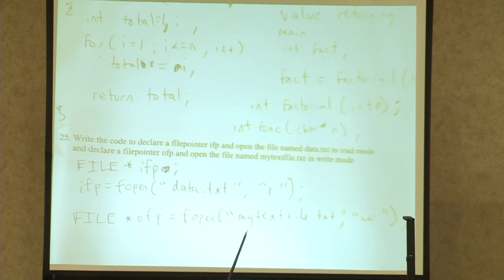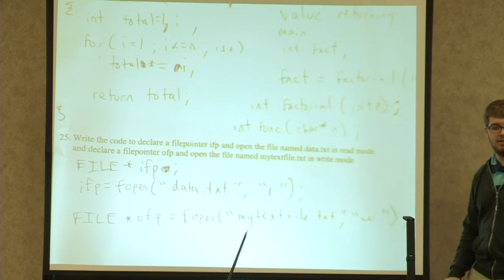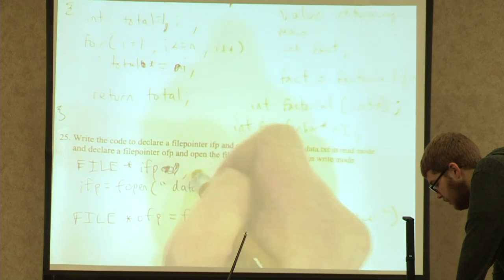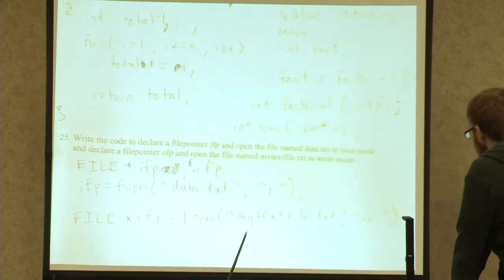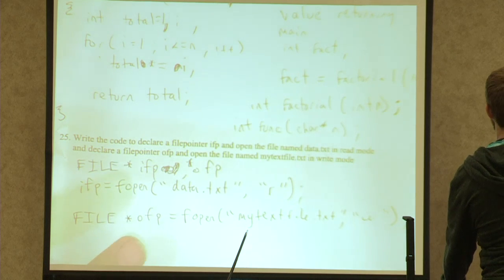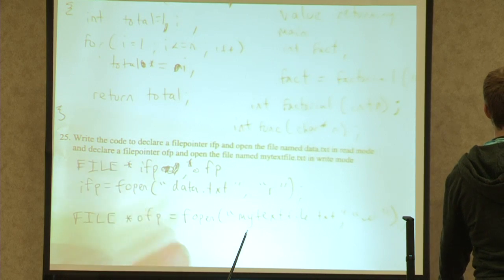And also, could we declare both files at the same time? You're saying like file IFP and then comma. I'm not quite sure if you could do it this way, but you could just not have this semicolon and put comma OFP, but I'm pretty sure it has to be a star in front of it. And then just put it down below, OFP equals fopen, like this bottom one right here.